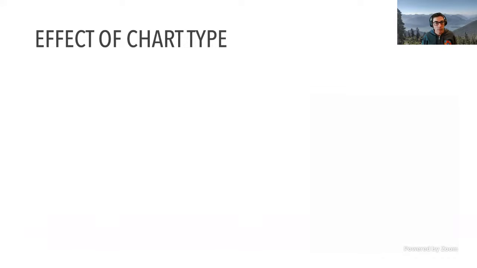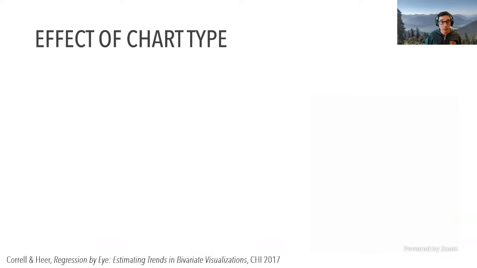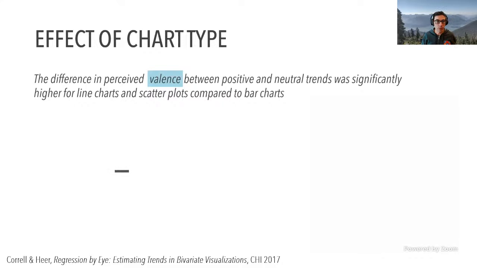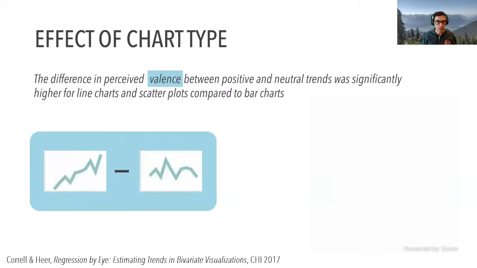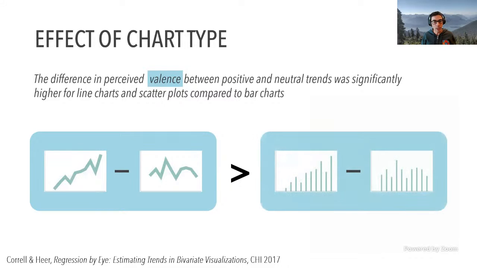Talking about types of charts, previous work has found evidence for a within-the-bar bias that tells us that people underestimate the trend of data when it's visualized with an asymmetric chart type, like an area chart or a bar chart. And so in line with this, we found that the difference in perceived valence between positive and neutral trends was significantly higher for symmetric charts, like line chart and scatter plot, than for bar charts, which are asymmetrical. So this suggests that the perceived trend is what influences emotion.